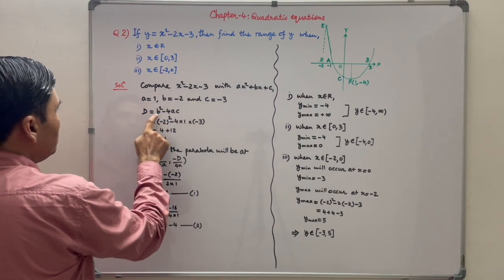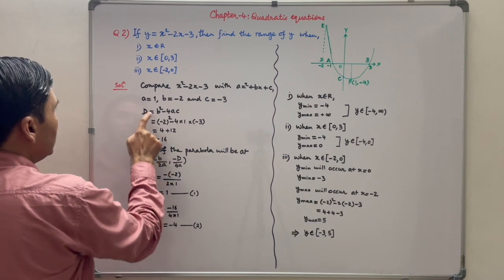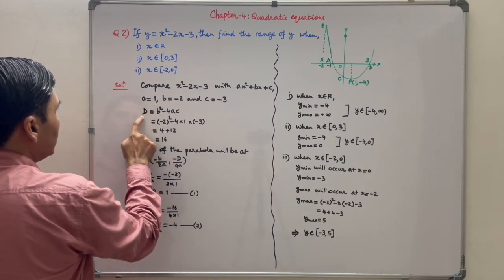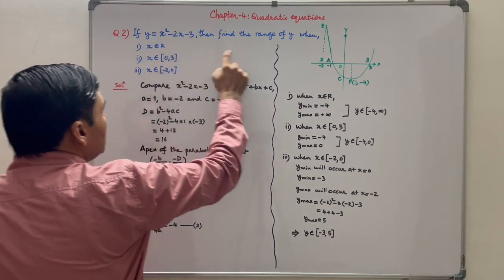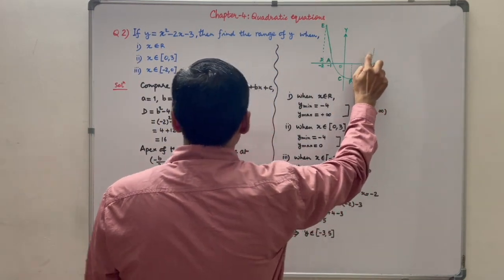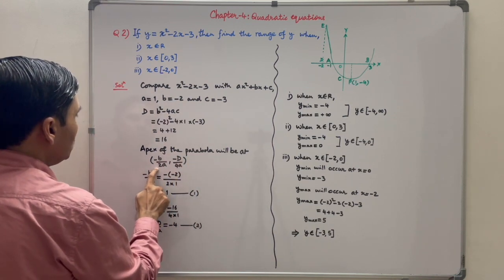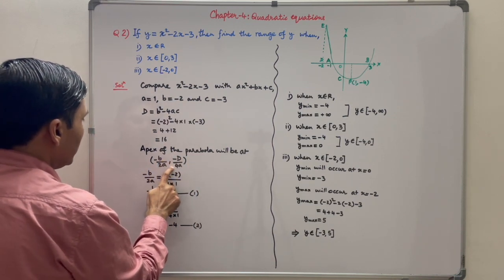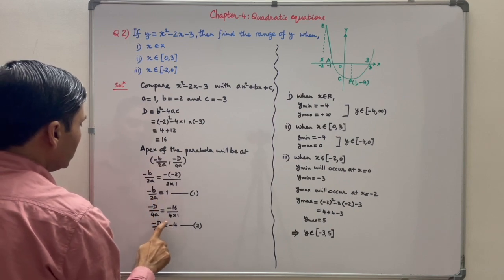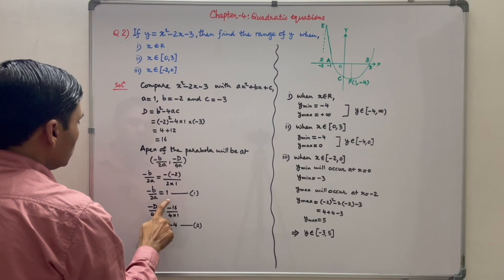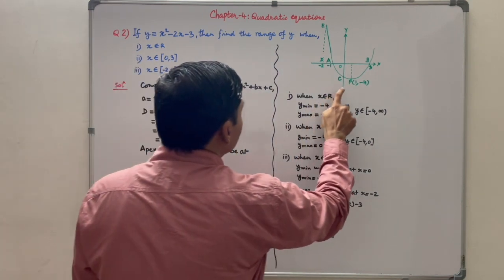Discriminant d is equal to b square minus 4ac, and that is equal to 16. Here a is greater than 0 and d is also greater than 0. So graph of the given expression will be something like this. Apex of the parabola will be at minus b by 2a comma minus d by 4a. Minus b by 2a is equal to 1 and minus d by 4a is equal to minus 4. So the apex will be at 1 comma minus 4. This is shown by point P.